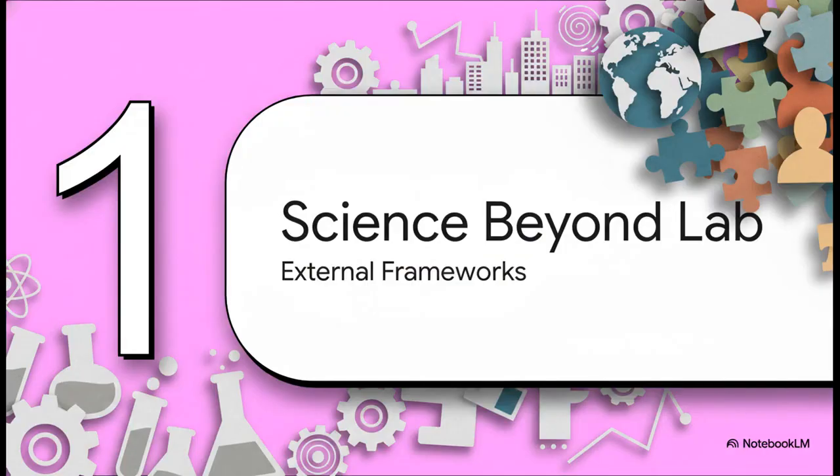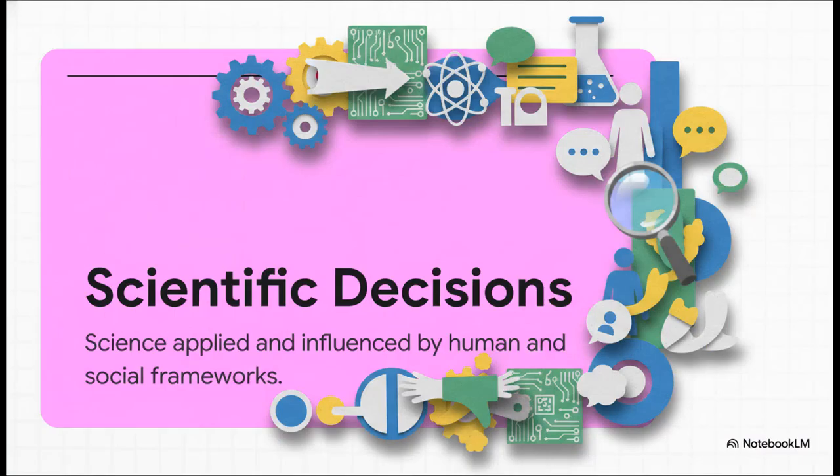Section 1. Science beyond the lab. Okay, scientific decision-making. The definition here is the application of science that is heavily influenced by external human and social frameworks. This right here, this is the absolute beating heart of Competencies 003A and B. It basically tells us that the very second you try to actually use a scientific discovery, you aren't just dealing with science anymore. You're dealing with human beings.